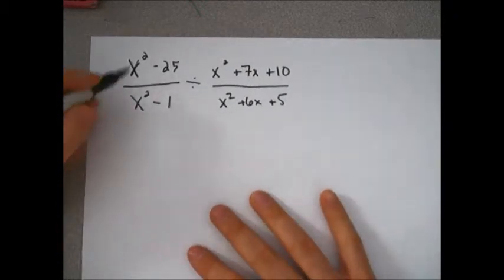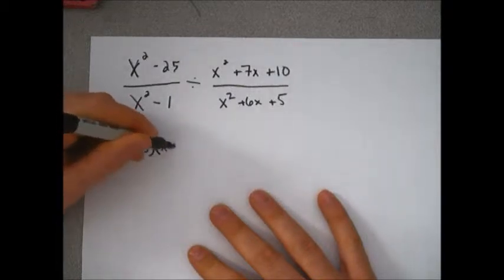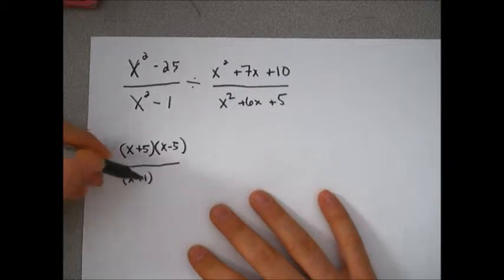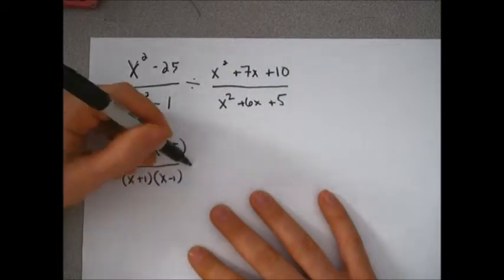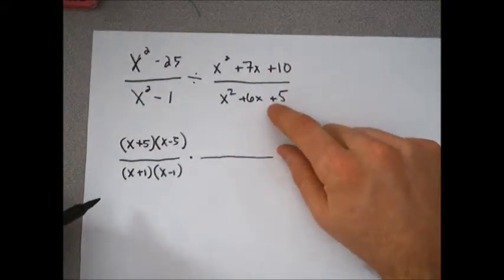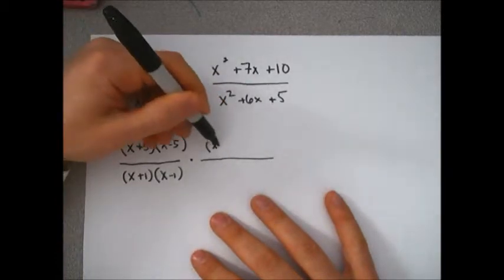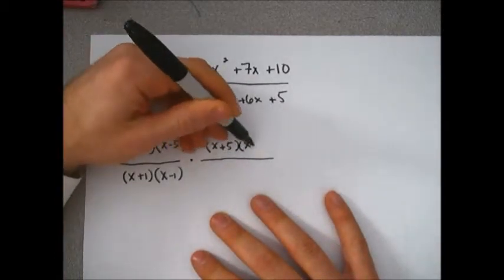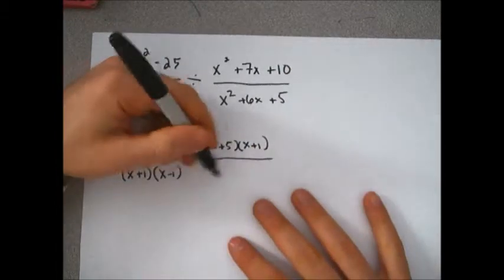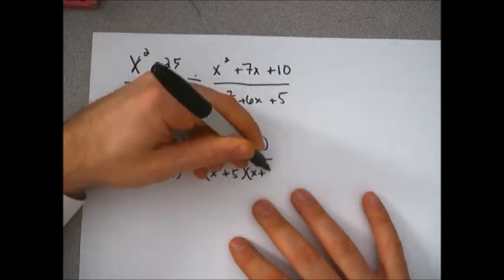The top left corner becomes (x plus 5)(x minus 5). The bottom becomes (x plus 1)(x minus 1). On the right, we're going to flip this, so the factored version of this bottom one, I'm going to write up top. Up top here is (x plus 5)(x plus 1). And this one will come down to the bottom, so this should be (x plus 5)(x plus 2).